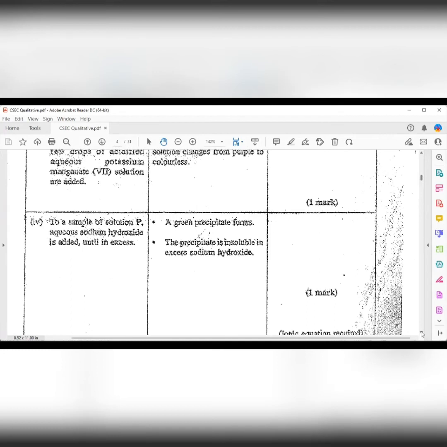To a sample of solution P, aqueous sodium hydroxide is added. Of course, sodium hydroxide is used to test for cations. It says a green precipitate forms. The precipitate is insoluble in excess sodium hydroxide. What would form a green precipitate with sodium hydroxide? Well, iron(II) ions would form a green precipitate with sodium hydroxide. Okay, so therefore, what you write for the first part of the inference is Fe2+.